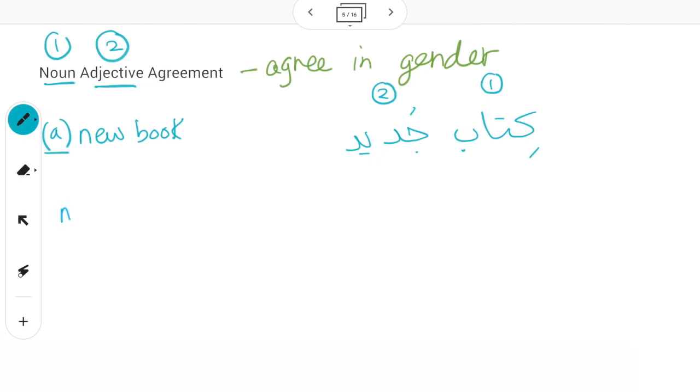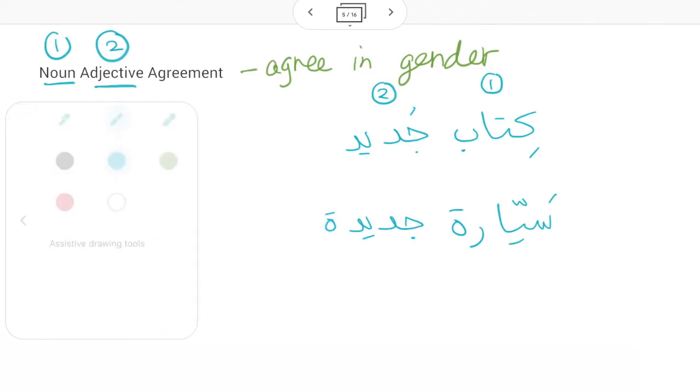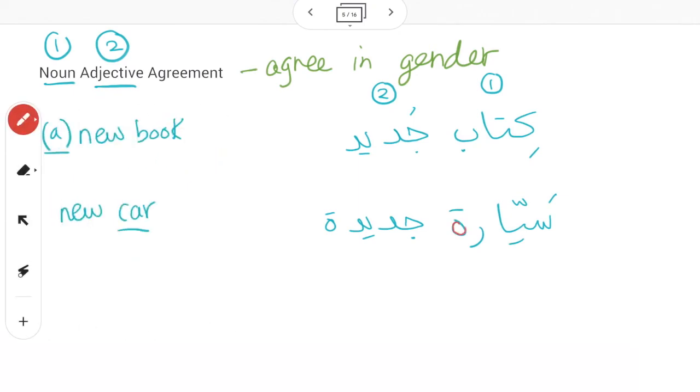But if I wanted to say a new car, the word car has to go first. The noun goes first. Sayyara. Sayyara is feminine. Therefore, the word jadid for new, what do we also have to add here? A ta marbuta. Sayyara jadida. Okay? So if the noun has ta marbuta, the adjective will also take ta marbuta.